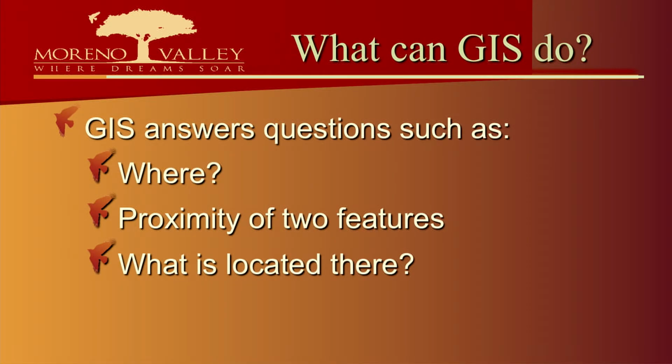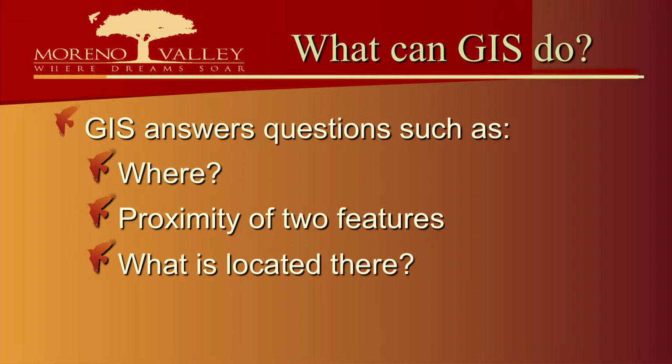GIS can answer questions such as where? Where are the vacant parcels that are over 50 acres in the city? Where are the areas that are zoned as office? Where are the trails located in the city? GIS can also answer questions such as proximity. Which parks are located within a half-mile from my home? What special district zones do I reside in?